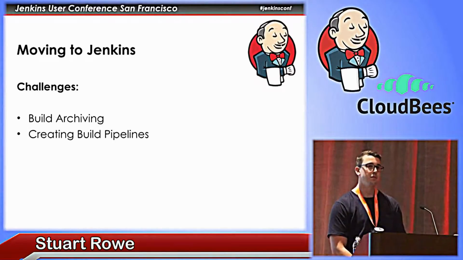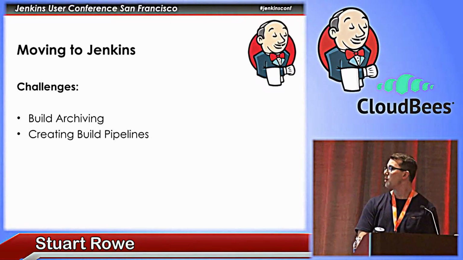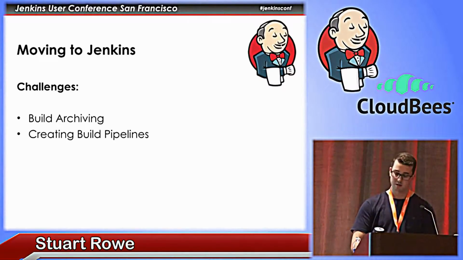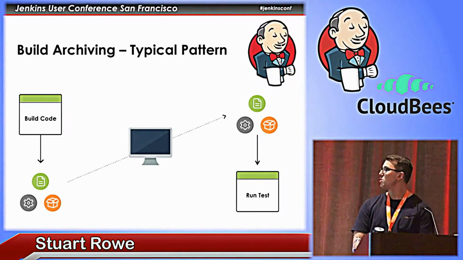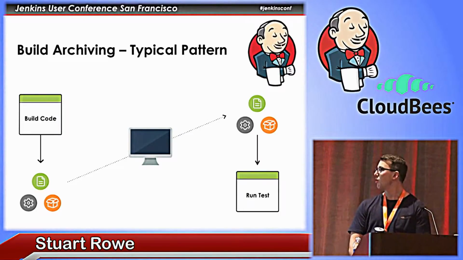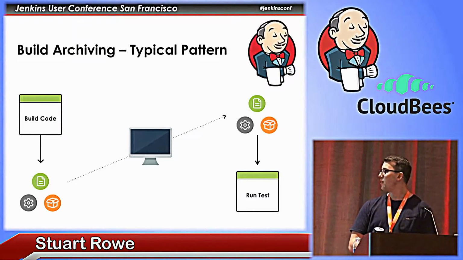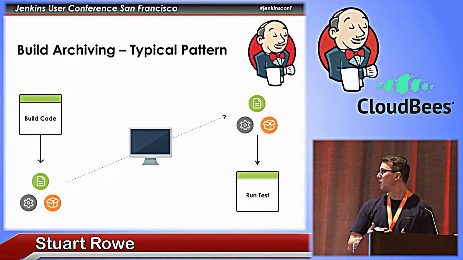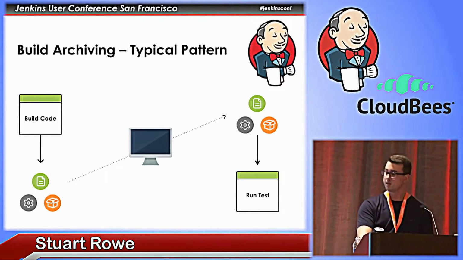So in moving to Jenkins, we found there are a number of challenges, but the two most interesting challenges I'm going to talk about today are how we approached archiving our builds and how we created our build pipelines. So in my experience with Jenkins, there is a typical workflow pattern for archiving builds where a build project produces some build output. That build output is artifacted and archived on the master server. And then later, when a test project needs to consume that build output to run a test against the build, it copies that artifact from the master into its own local workspace, and then runs the test.